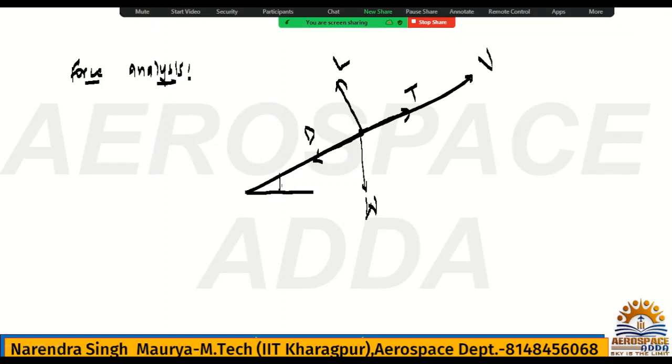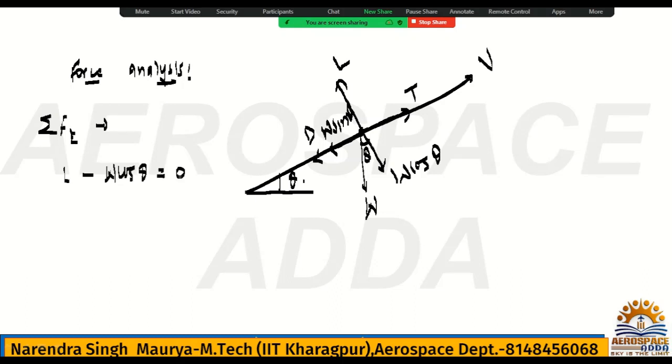If this angle from the horizontal is theta, so this is basic trigonometry from 12th standard mechanics. You know, if this is theta, then this will be theta. This weight will have two components. This is W, so this side it is W cos theta, and this side it is W sin theta. So summation of force in the direction of lift, or upward direction, what is that? Lift minus the downward force W cos theta is equal to 0. Summation of force in the direction of drag, what is that?